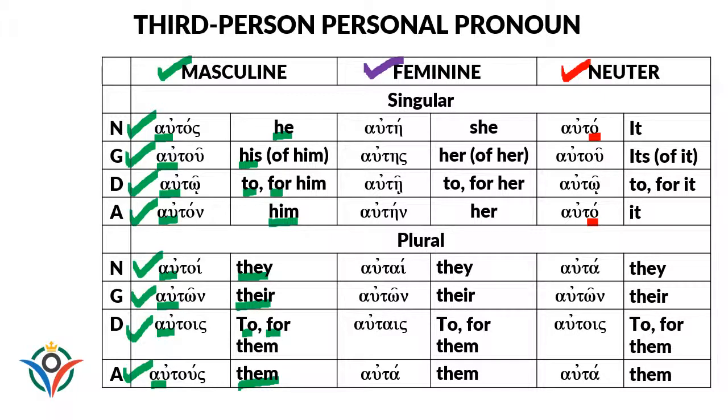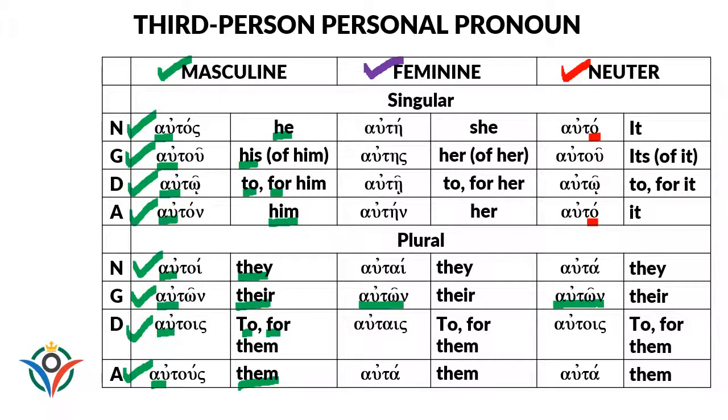So let me say those for you again. Beginning with the singulars, autos, autou, autoi, auton. Plural forms, autoi, auton, autois, autous. All right, so we can notice the similarities there in the plurals. The genitive forms are all the same, auton.